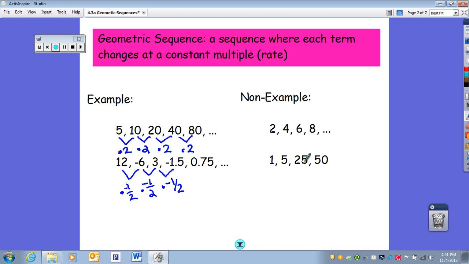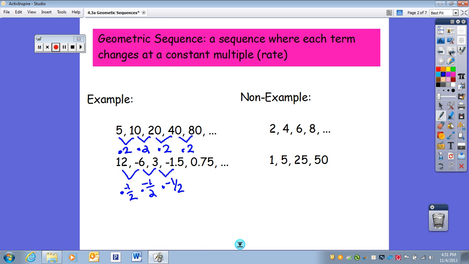So over here on the right, we have some non-examples. 2, 4, 6, 8. We're just adding 2 each time. That is not a geometric sequence. That would be an arithmetic sequence. And then when we're talking about multiplying by different values, that would not be a geometric sequence.